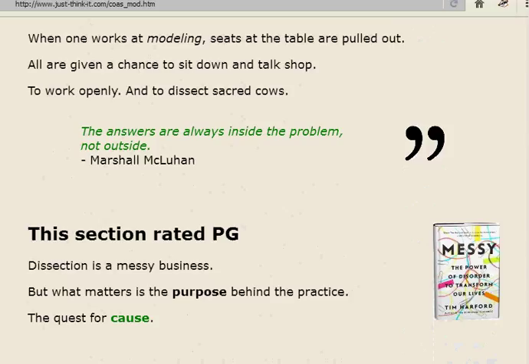Dissection is a messy business. But what matters is the purpose behind the practice. The quest for cause.